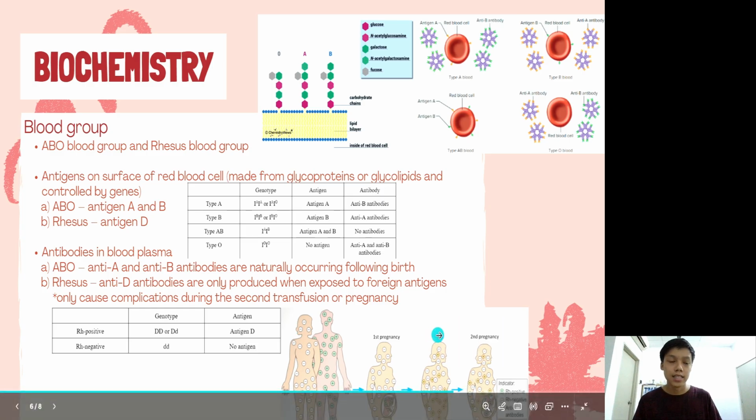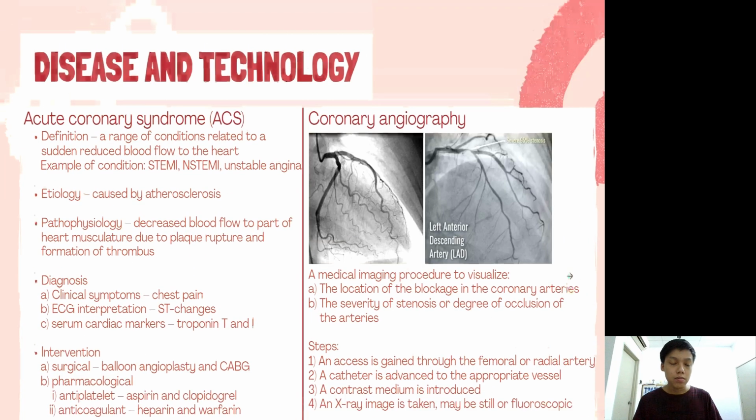So last, we will be looking at the disease and the technology. One of the diseases in this blood circulatory system is acute coronary syndrome. Now what is this? It is a range of conditions related to a sudden reduced blood flow to the heart. Examples of this condition are STEMI, NSTEMI, and unstable angina. STEMI is ST elevation myocardial infarction. Myocardial infarction is heart attack, and NSTEMI is non-ST elevation myocardial infarction.